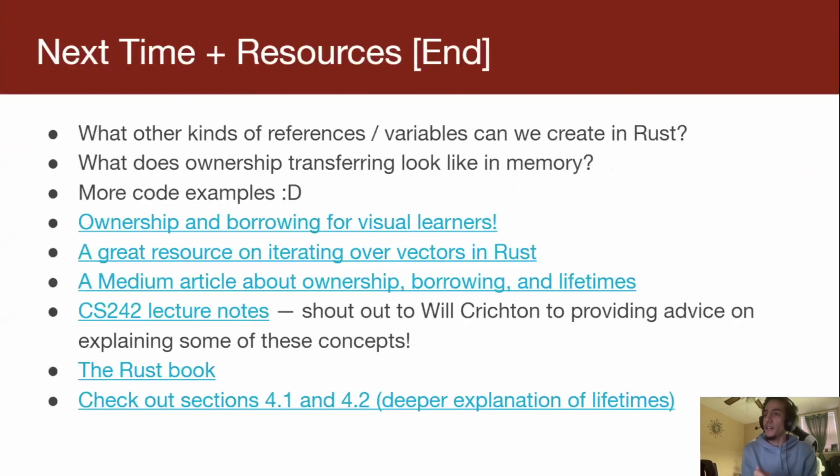But yeah, so that is about it for this lecture. For next time, we'll talk a little bit more about other variables that we can make in Rust. We'll see some other memory issues that are avoided with this sort of system that we're starting to develop, and we'll take a look at some more code examples.